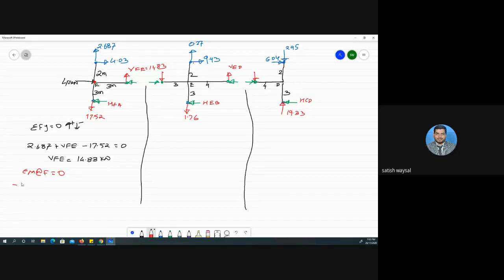So minus 14.83 into 3 plus 4.03 into 2. First I have taken this force, then 4.03, 2.687 passing through origin, no moment. 40 is passing through origin, 17 is also passing through origin. Then HFA moving in a clockwise sense, so plus HFA into 3 is equal to 0.